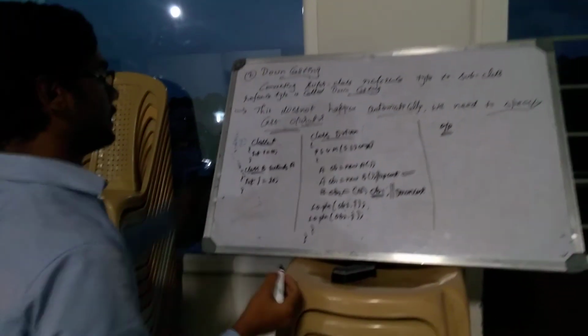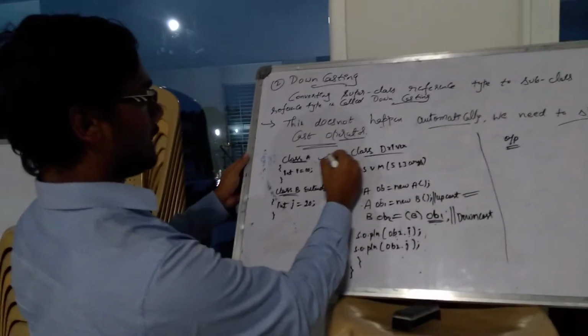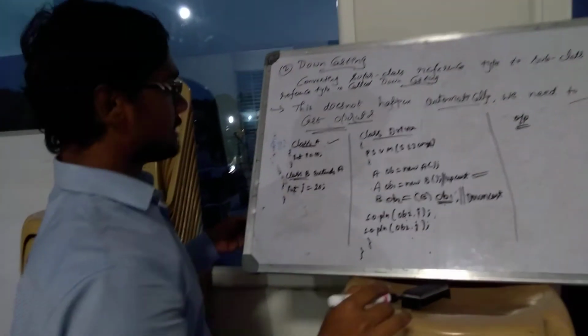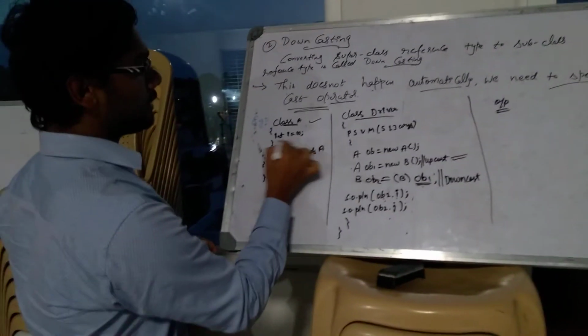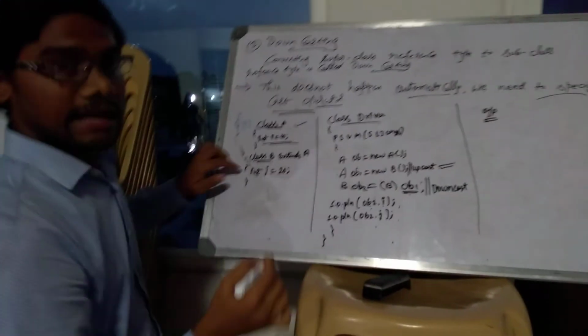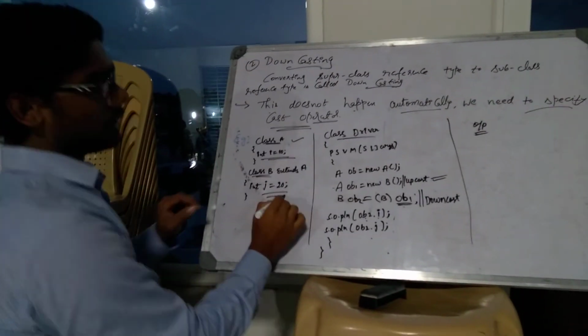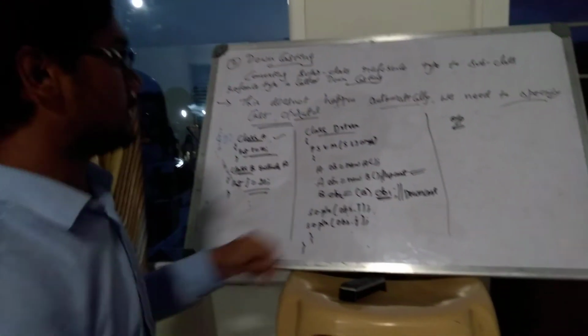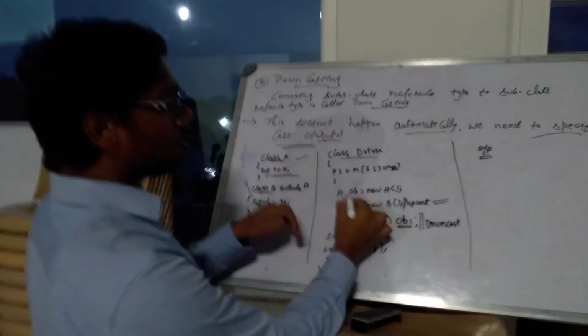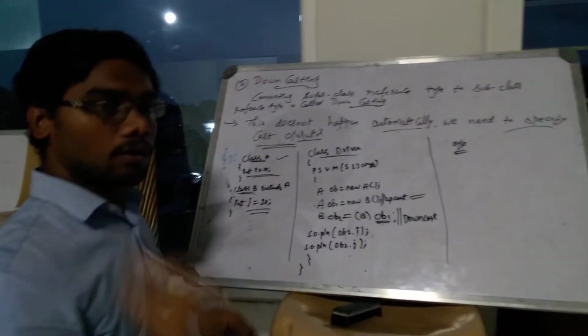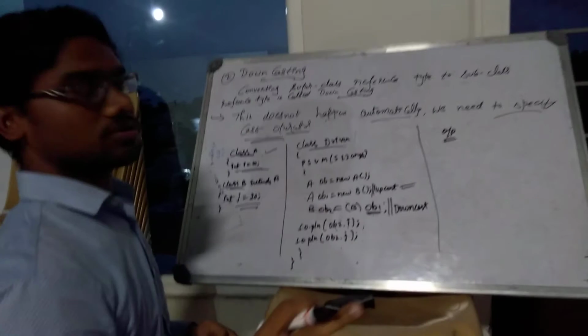Let's see an example. Here I have taken class A, and class B extends class A. In class A I have written int i equals 10. In class B it's int j equals 20. So let's come to the main method. Here, to downcast, we first need to upcast. This is to be remembered.